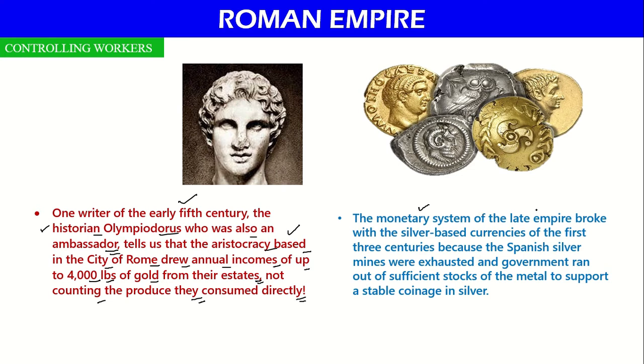The monetary system of the late empire briefly broke with the silver based currencies of the first 3 centuries because the Spanish silver mines were exhausted and the government ran out of sufficient stocks of the metal to support stable coinage in silver. So one, they had huge income. Two, the monetary system of the late empire changed. Why did it change? Because the required metal was exhausted, and the government could not have sufficient stock to support the coinage in silver.